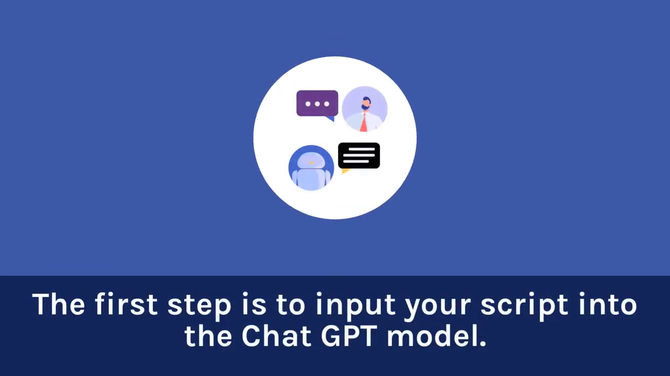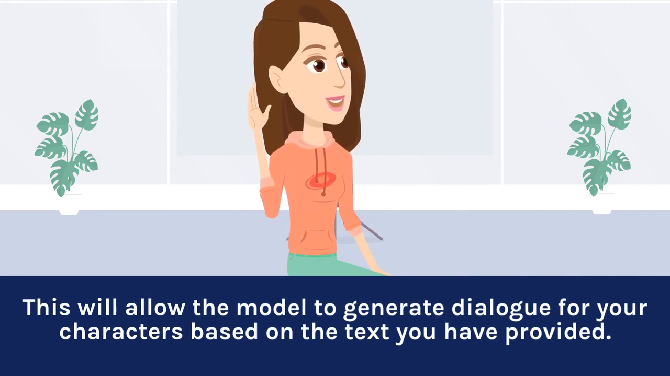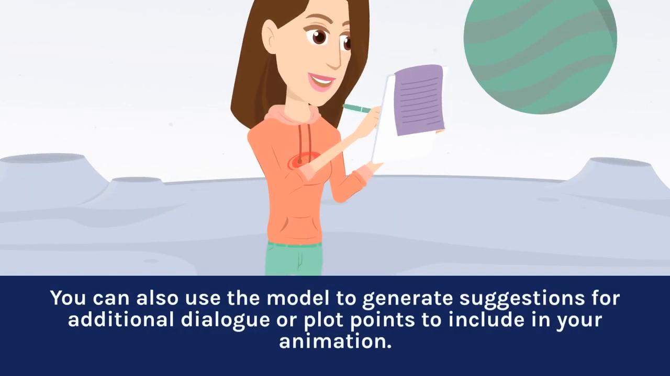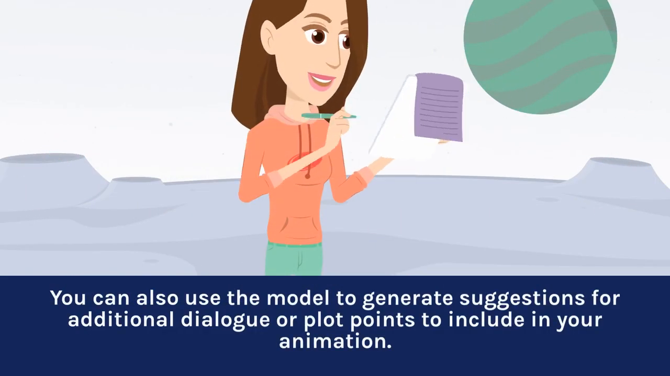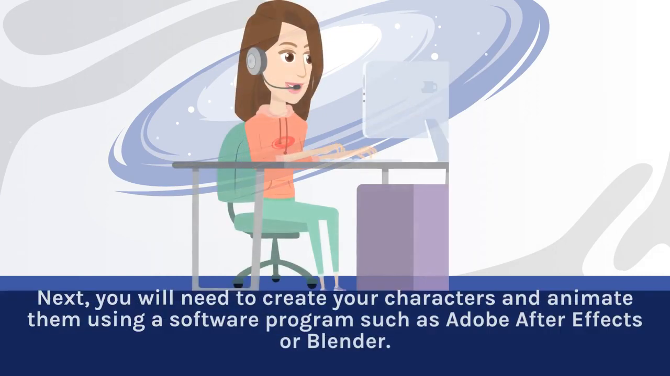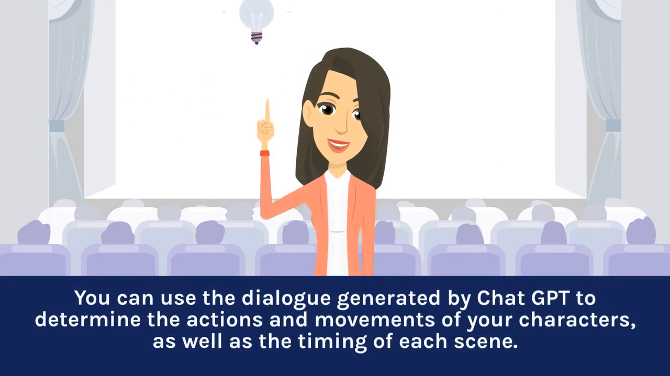The first step is to input your script into the ChatGPT model. This will allow the model to generate dialogue for your characters based on the text you have provided. You can also use the model to generate suggestions for additional dialogue or plot points to include in your animation. Next, you will need to create your characters and animate them using a software program such as Adobe After Effects or Blender. You can use the dialogue generated by ChatGPT to determine the actions and movements of your characters, as well as the timing of each scene.